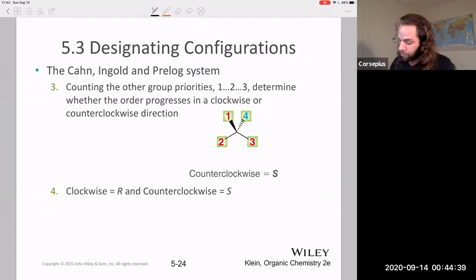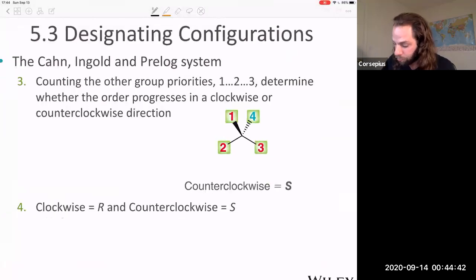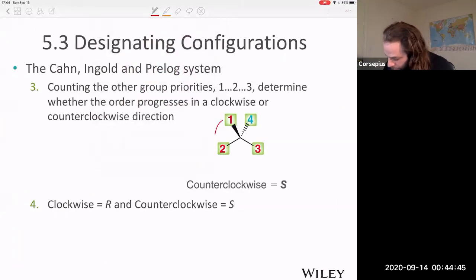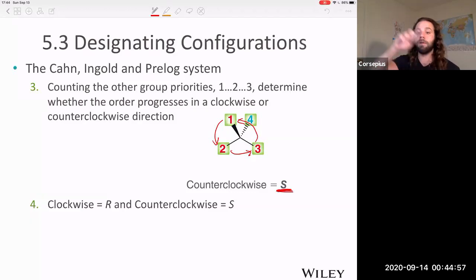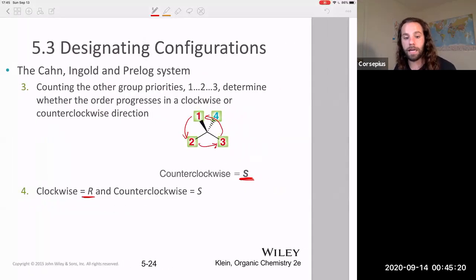Okay, and then what you're going to do is just link your other groups together, groups 1 through 3. So in this case, you're going to draw lines 1 to 2 to 3 back to 1. If you draw a counterclockwise circle, this gets the S designation. If you linked them up in a clockwise circle, that would get the R designation. Okay, so this is why we had to assign priorities, and then we position our molecule in such a way that the lowest priority group is in the back, and then we figure out whether the other 3 groups are connected counterclockwise, S, or clockwise for R. Okay, so that's the procedure that we do to assign R and S.